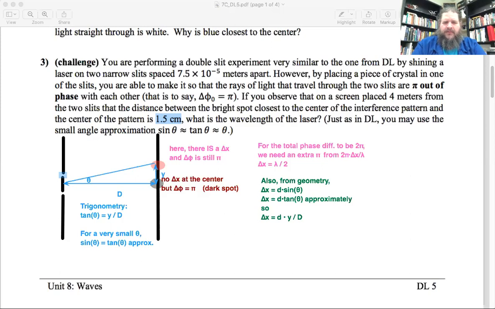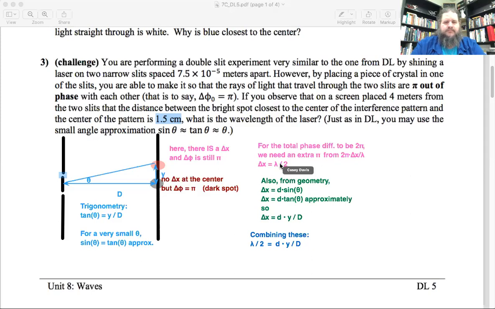And combining all of this information, we get that delta x, which has to be lambda over 2 to make this work, must equal d times y over big D. That is, the path length difference formula we get from geometry has to match the value of path length difference we expect from the idea of interference. Any questions on that so far?